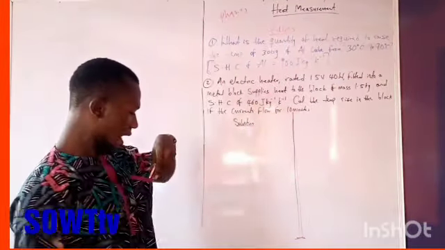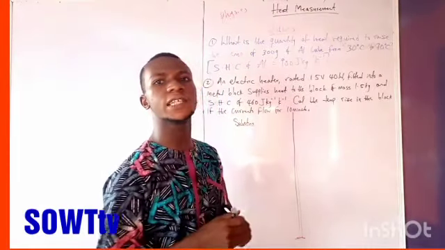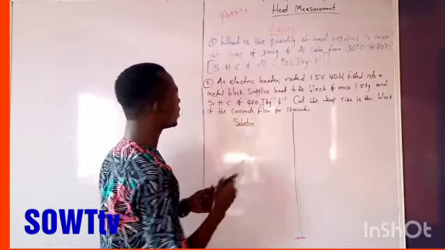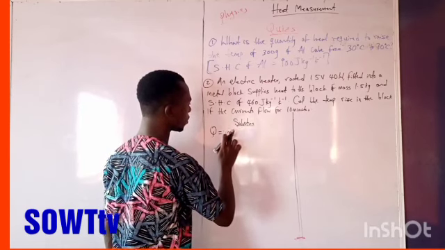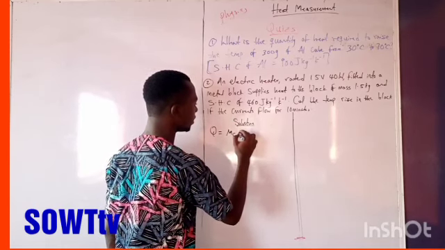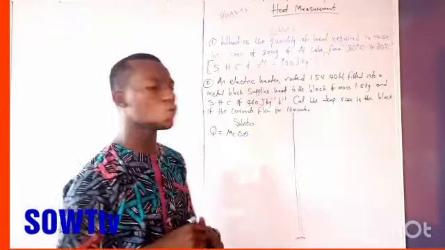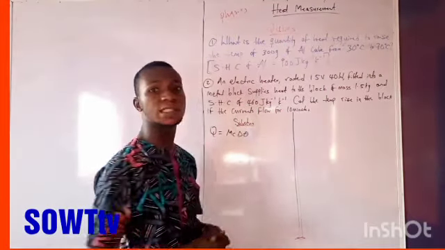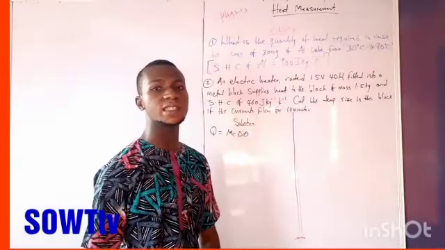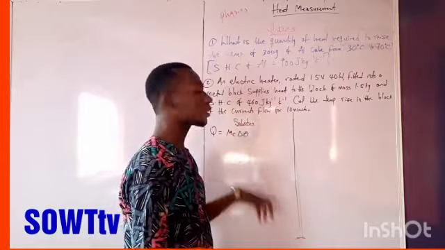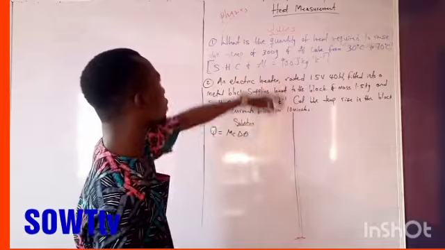Yes. As this topic is concerned, I can say it's revolving around three formulas. The formula that we apply to this is Q equal to MC delta theta. Yes, Q equal to MC delta theta. Where Q is the quantity of heat required, M is the mass of the substance, C is the specific heat capacity, and delta theta is the change in temperature. So let's start with the first question.